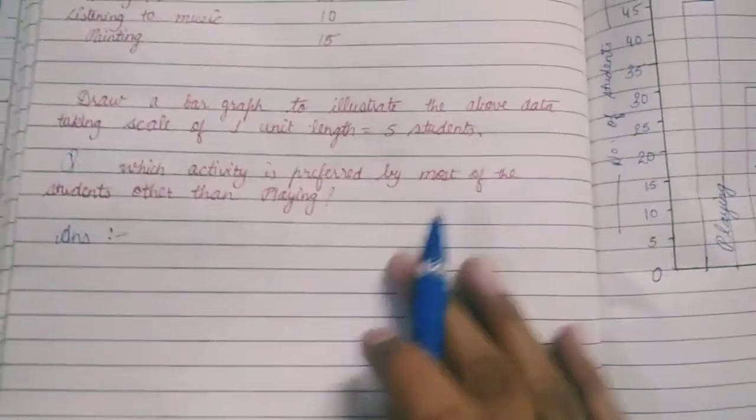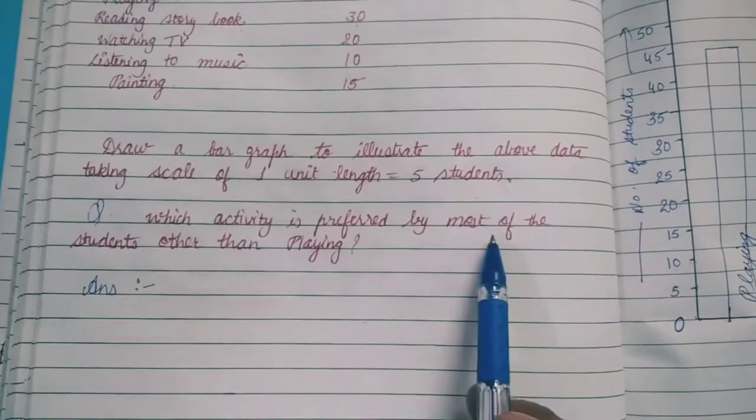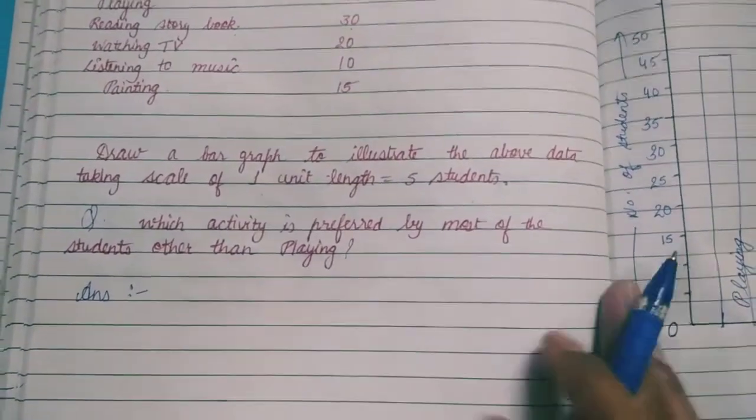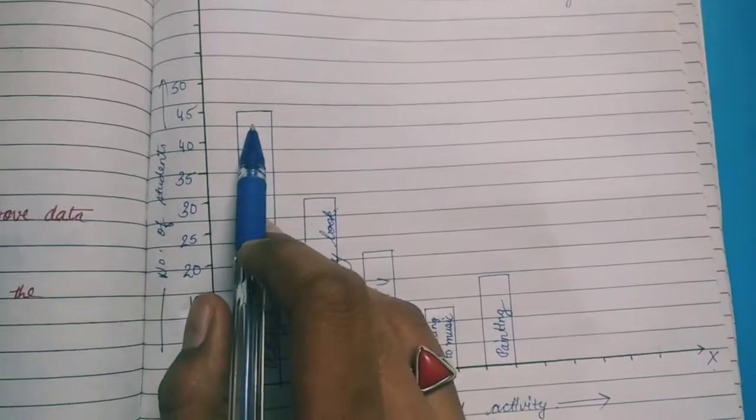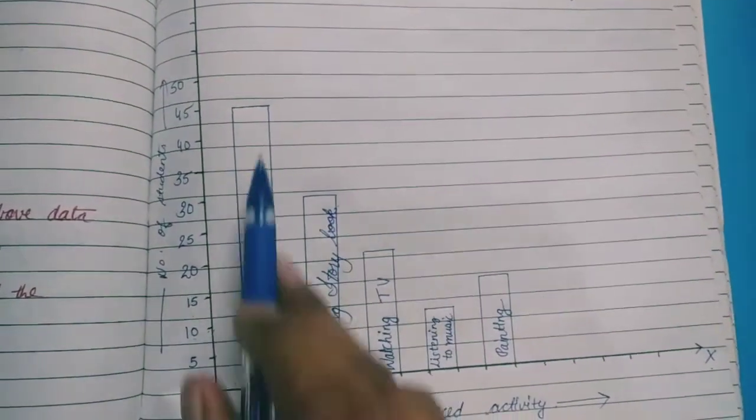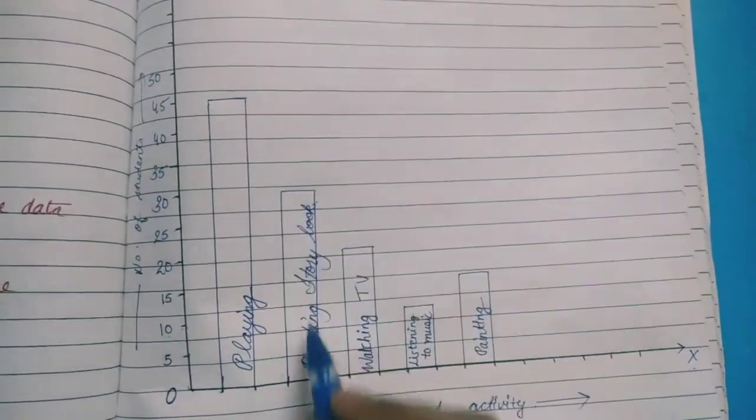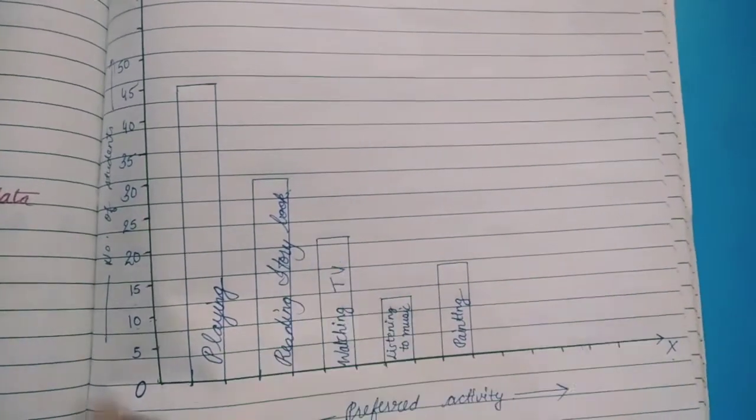We have to answer one question: which activity is preferred by most of the students other than playing? So other than playing, after playing, the tallest bar is of reading storybook.